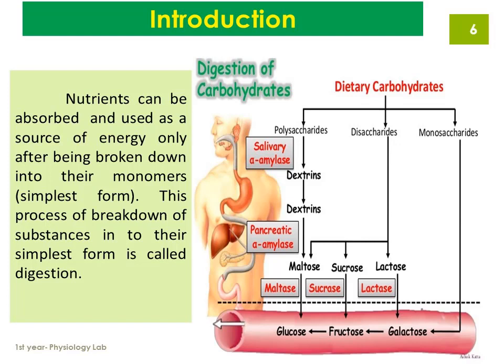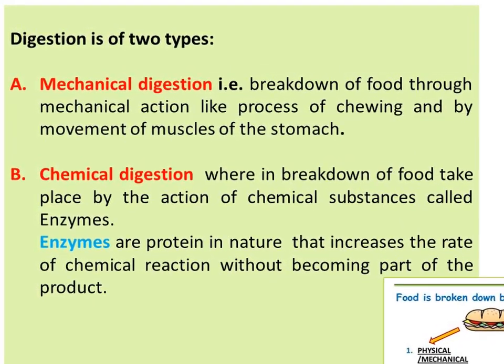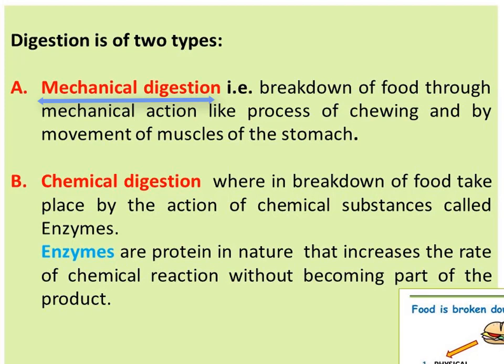Nutrients can be absorbed and used as a source of energy only after being broken down into their monomers or the simplest form. This process of breakdown of substances into their simplest form is called digestion. The process of digestion can be divided into two types: mechanical digestion, i.e. breakdown of food through mechanical action like chewing and movement of muscles of the stomach, and chemical digestion, wherein breakdown of food takes place by the action of chemical substances called enzymes.